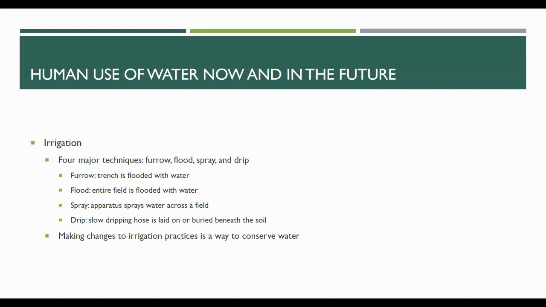And drip irrigation is where there is a slow dripping hose that is laid on, or maybe buried beneath, the soil. And that's actually going to be the most efficient, but it's probably not the most common. In order to conserve water, making major changes to our irrigation practices is going to be essential, because that's where most of our water use is going.